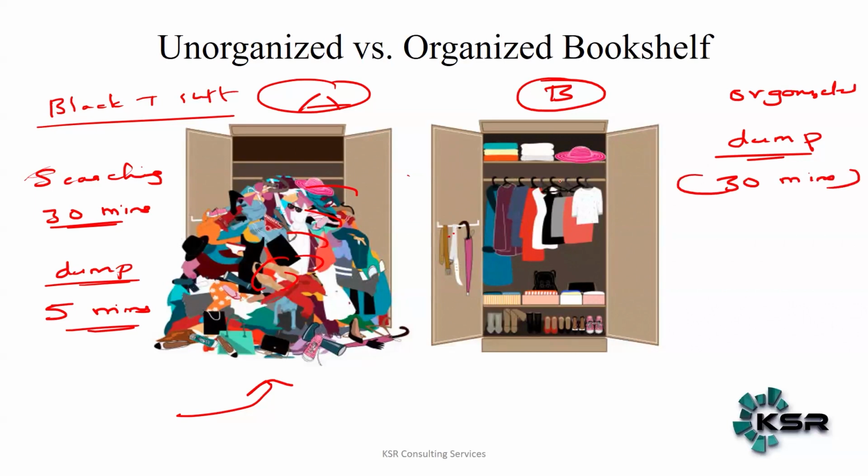Umbrellas, belts, maybe a hat, shoes, bags, maybe the proper dress, maybe my towels, whatever it is, right? I've organized it. In order to organize it well, I will take 30 minutes. But if I want to search for anything, like a black shirt or black shoes, the maximum time is 1 minute.